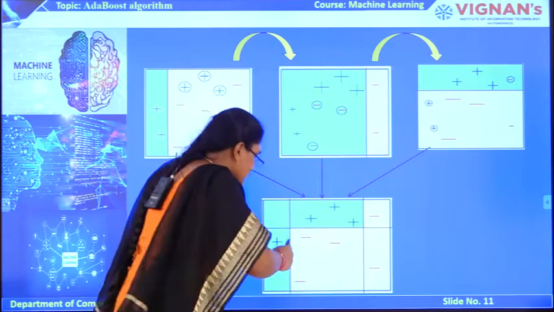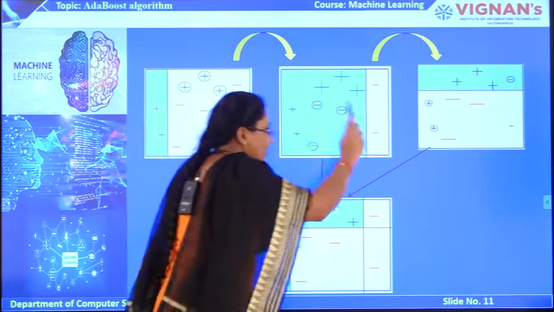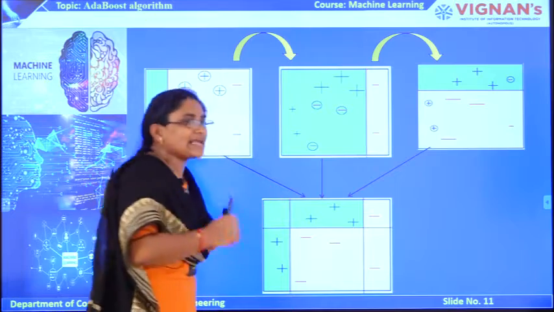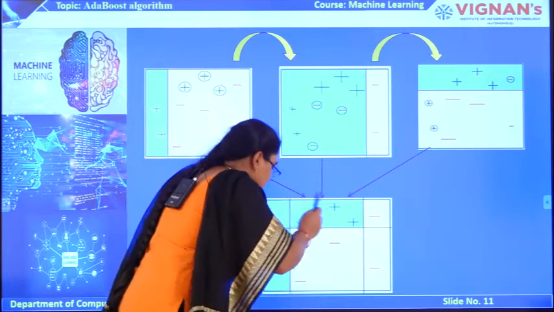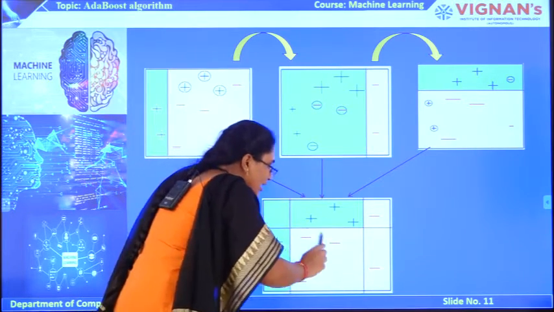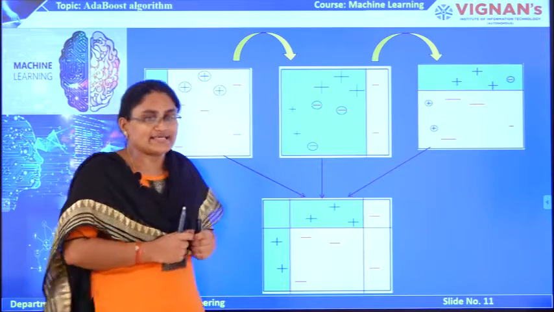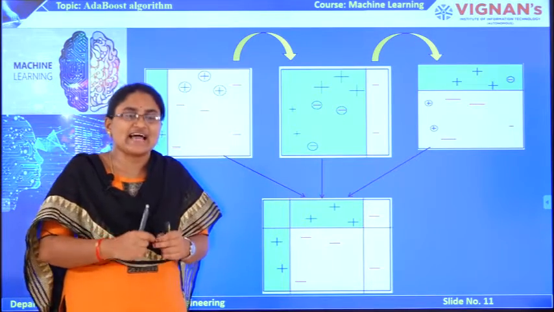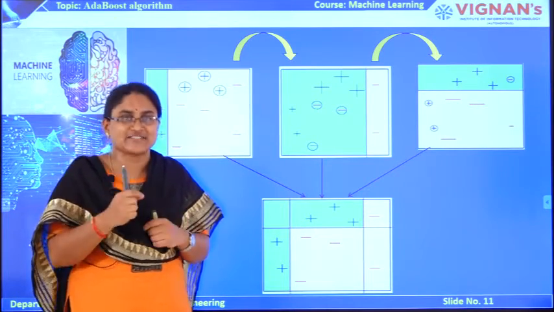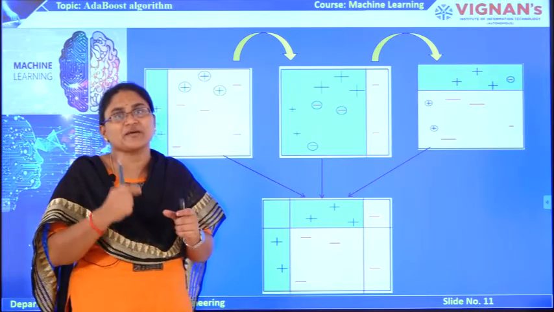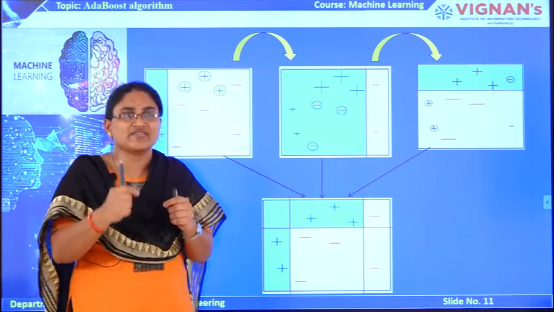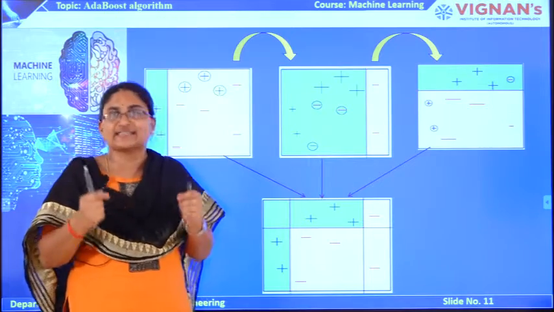See here, by using these vertical and horizontal lines of the data stumps, all the points are correctly classified, meaning all the positives come on one side and all the negatives come on the other side. In this way, the AdaBoost algorithm builds a strong classifier by training multiple classifiers and assigning the highest weights to the misclassified data points.